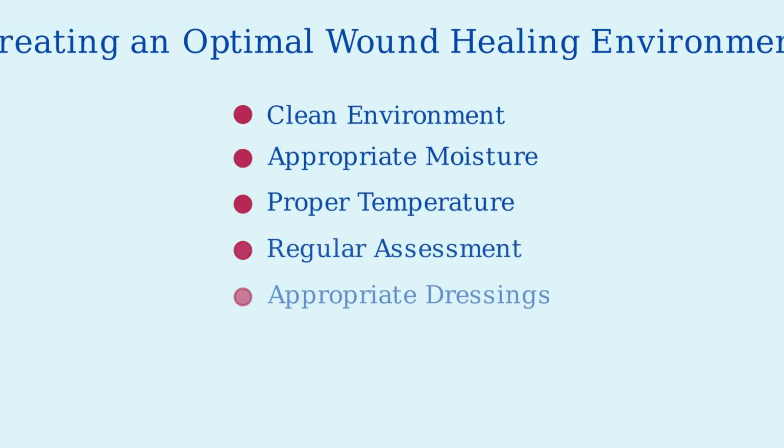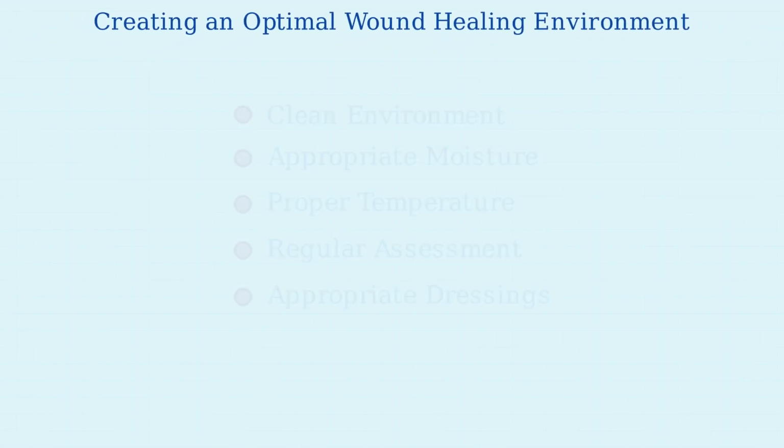Creating an optimal wound healing environment is essential for successful tissue repair and regeneration. This involves maintaining cleanliness, appropriate moisture, proper temperature, regular assessment, and using suitable dressings. The ideal wound environment is appropriately moist, not too wet or too dry.